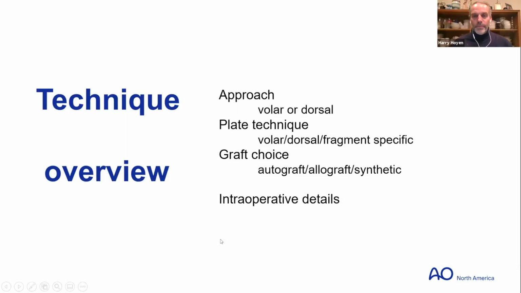Okay, so my charge is technique. I'm going to start my timer so I don't go over on my phone here. Approach, volar and dorsal, which we talked a little bit about, but plate technique, the nuances of volar, dorsal, and let's say fragment specific, graft choice, autograft, allograft, synthetic, and some intraoperative details.